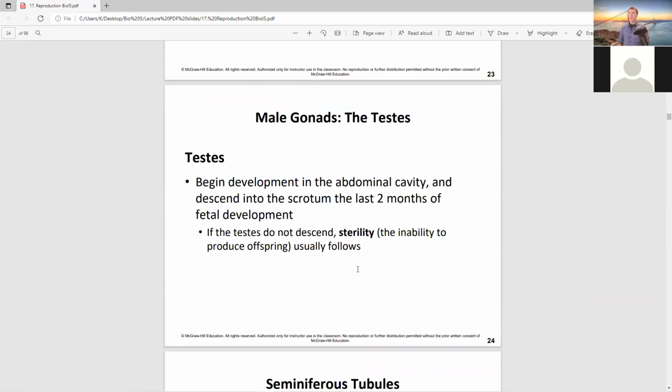Okay, so the testes begin development in the abdominal cavity and descend into the scrotum in the last 2 months of fetal development. If the testes do not descend, sterility, the inability to produce offspring, usually follows.